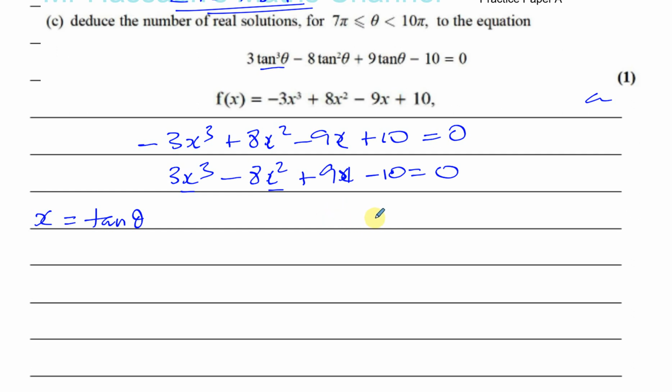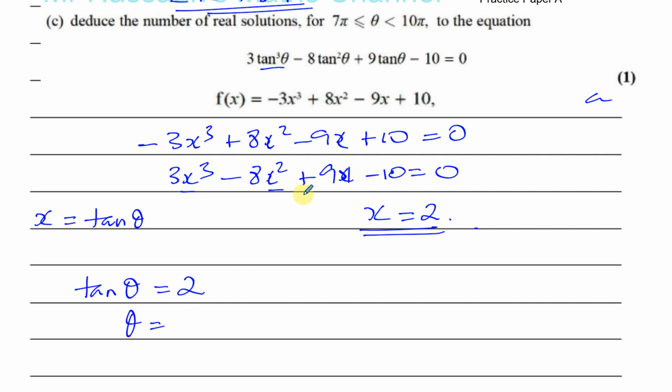So there's only one solution, when x equals 2. That was the only solution. All the other factors didn't give any solutions. So that means the only solution to this is when tan theta is equal to 2, because x is tan theta. So let's see how many angles we can get in that range between 7 pi and 10 pi.